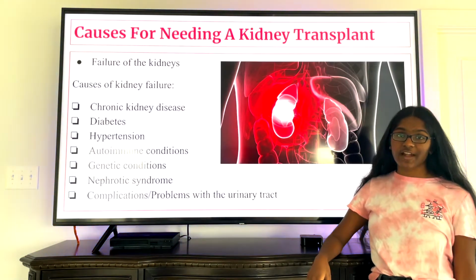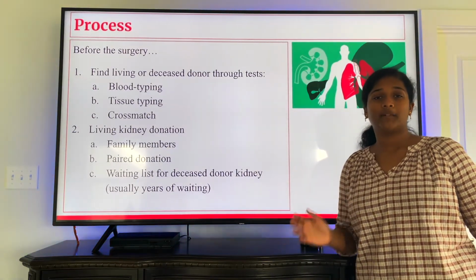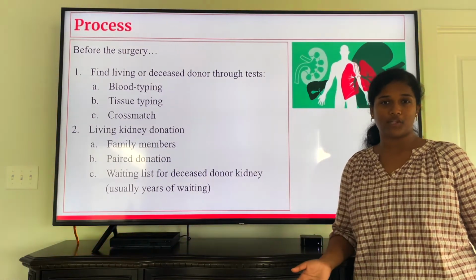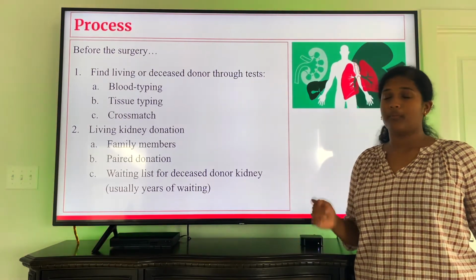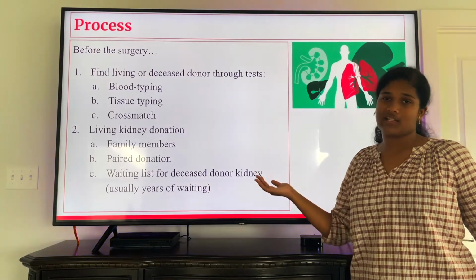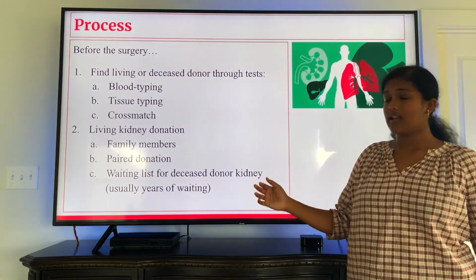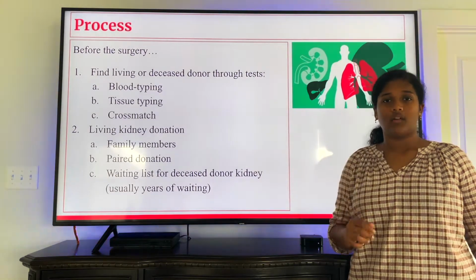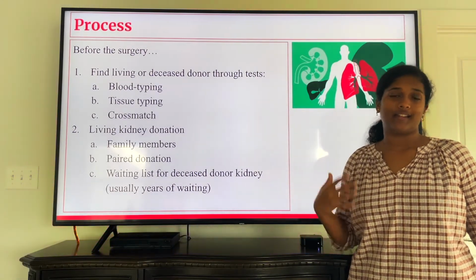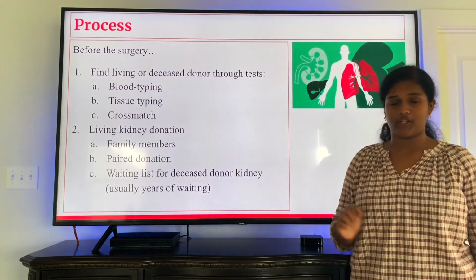with the urinary tract. Here's the process for receiving kidney transplant. Choosing a nearby transplant center, evaluation, finding a donor through blood typing, tissue typing, and cross-matching, going through the transplant, and recovering. First, you have to choose a transplant center that has a high success rate, low cost, and experience. Then you have to be evaluated to see if you're eligible for a transplant.